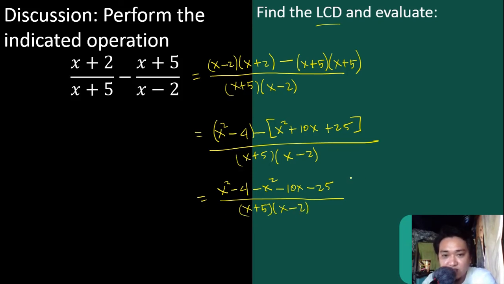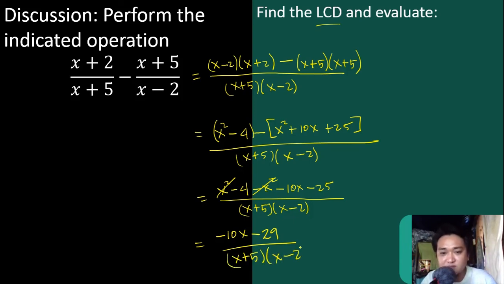Now let us try to combine those similar terms. Okay, so the x squared terms cancel, and we have here negative 10x, then we have here negative 29, because negative 4 and negative 25, you will be combining them, over x plus 5 and x minus 2. So this is the answer.